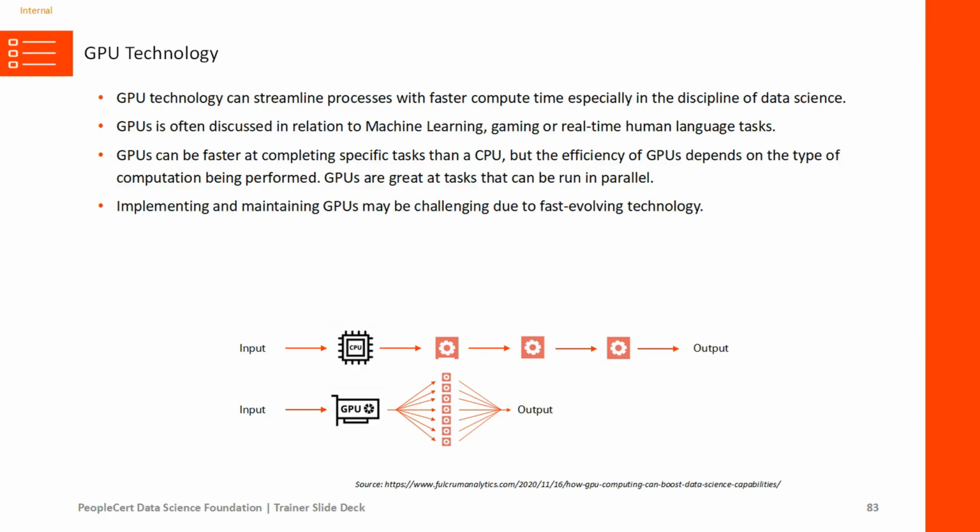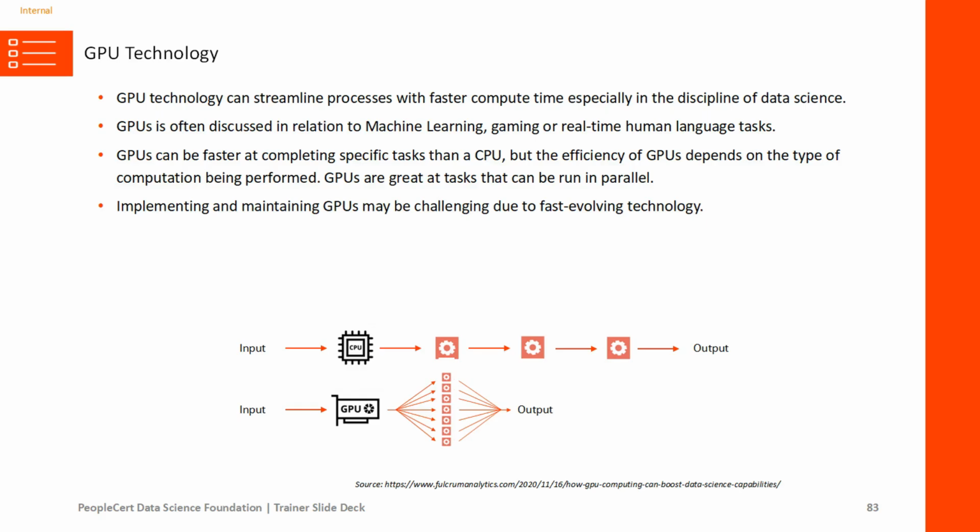GPUs are great at tasks that can run in parallel. So if you plan to have any task running in parallel, GPU is the technology which can be used in that case. Implementing and maintaining the GPU can be a challenge because of fast evolving technology, because there's lots of innovation happening across the GPU area, and there's lots of energy which is consumed to keep the cooling for the GPU set of technology.